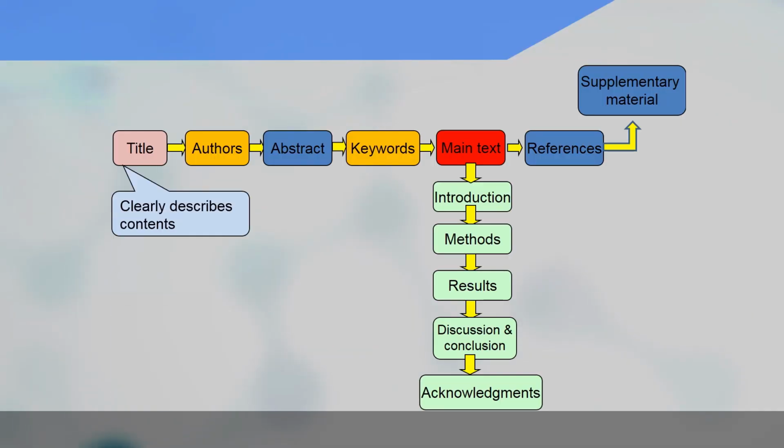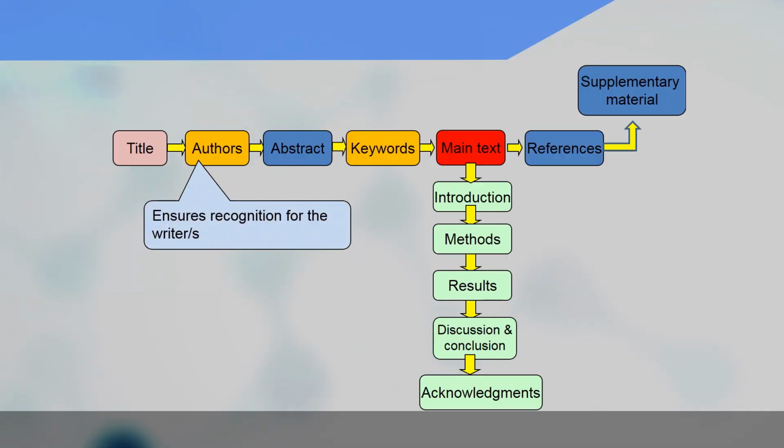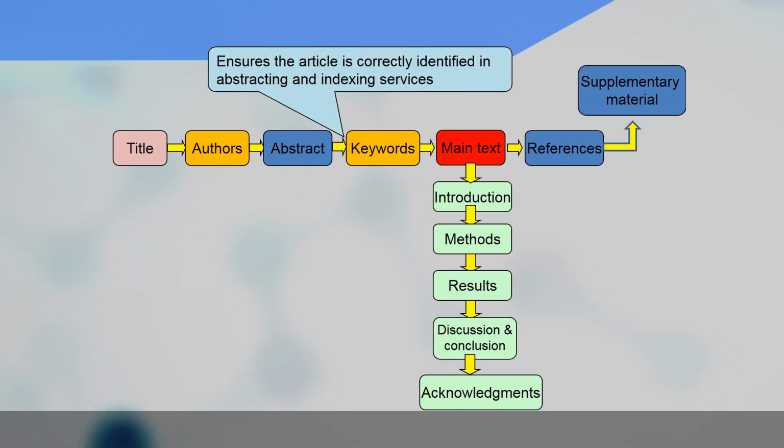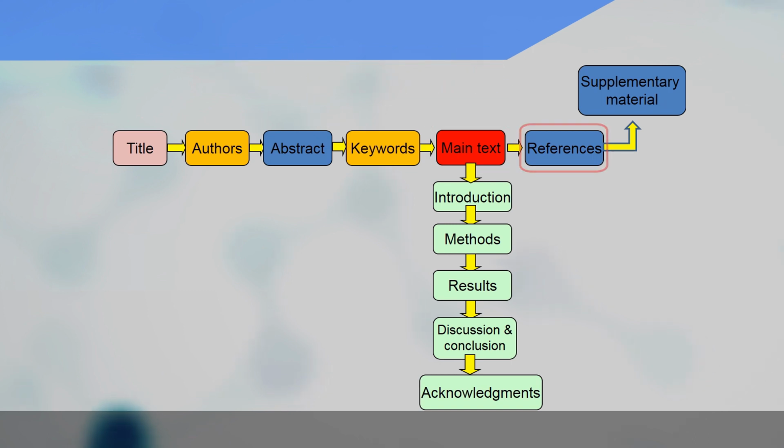Now, let's have a look at the general structure of a paper in the medical field. In fact, it's similar to academic papers in other fields. That includes title, authors, abstract, keywords, main text, references, and supplementary material. However, the main text usually consists of the introduction, methods, results, discussion, and conclusion, and acknowledgement. Let's view the function of each of them.